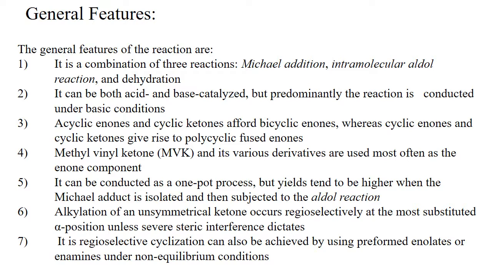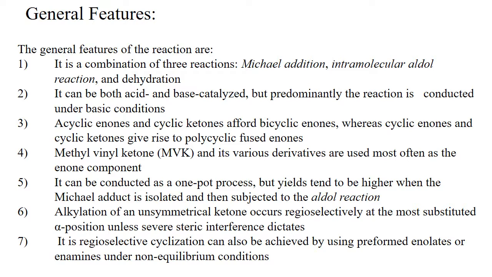So, the question is that the Michael product contains two carbonyl groups. Which of the carbonyl groups will be converted to the enolate? The answer is that alkylation of an unsymmetrical ketone occurs regioselectively at the most substituted alpha position unless severe steric interference dictates.